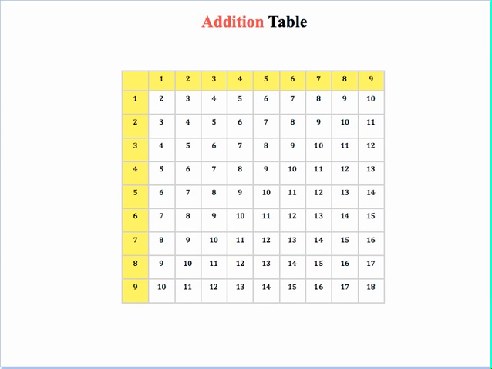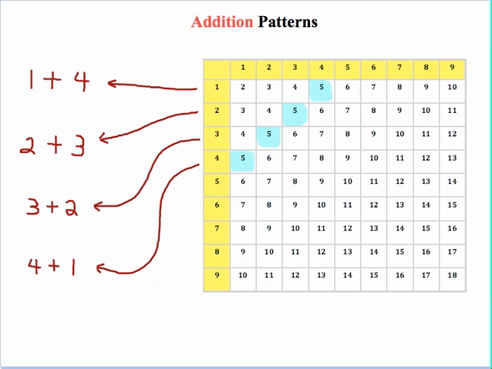Let's look at the addition table first. One thing that students might notice is that across these diagonals, the numbers are the same. So for example, for the 5s, if we read from left to right, then this 5 comes from 1 plus 4. This 5 comes from 2 plus 3. This 5 comes from 3 plus 2. And then this last 5 comes from 4 plus 1.